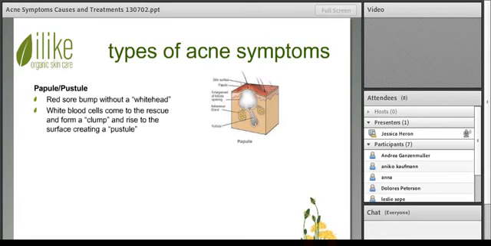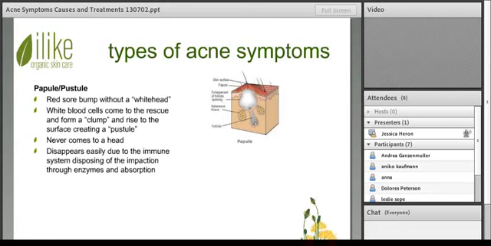Papules are a red, sore bump without a whitehead. The white blood cells come to the surface and form a clump that rises to the surface, creating a pustule. A papule is red, it's sore, and it's the beginning of the rescue of white blood cells. So they form this little clump that you can see in here, and then it rises to the surface, which creates that bump or that pustule. So it kind of goes in stages. At first it's a papule, and then it becomes a pustule.